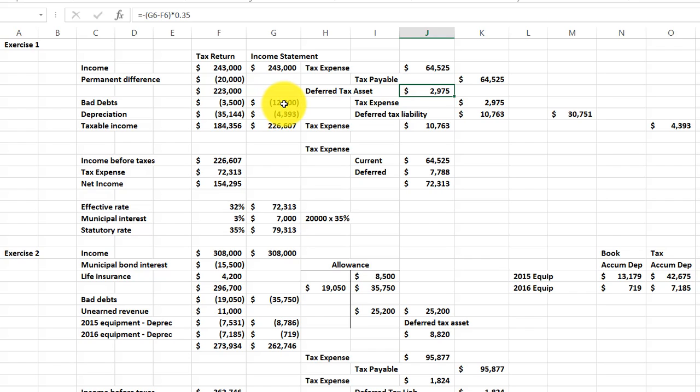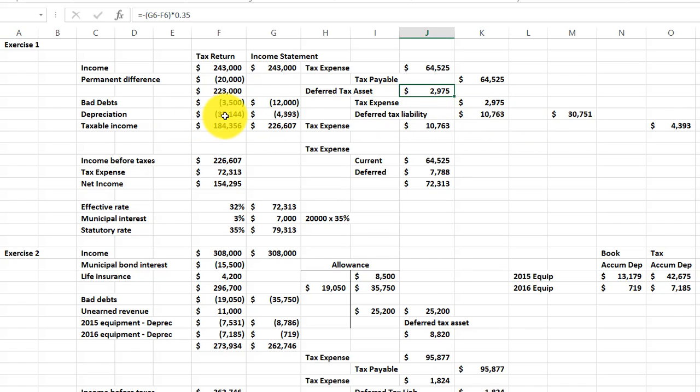So that's a future deductible amount. In a future time we will deduct that against our income on the tax return. So that makes it a tax asset, with a credit to tax expense. Anytime you make an asset go up, you make the expense go down. If you make an asset go down, you make the tax expense go up. And just the opposite for liabilities.